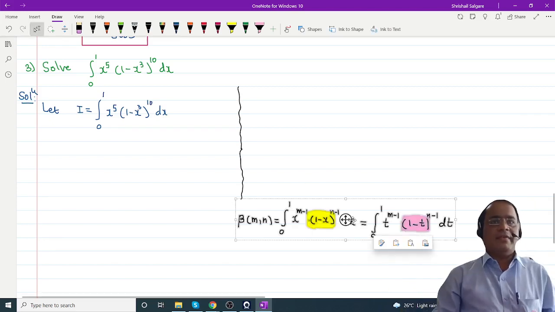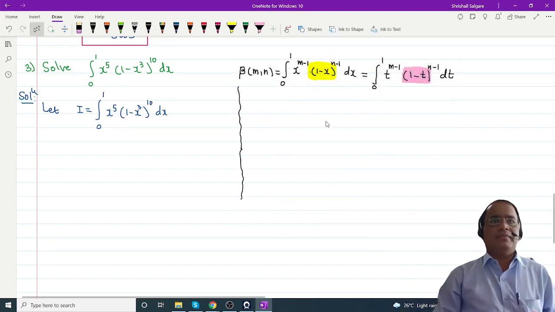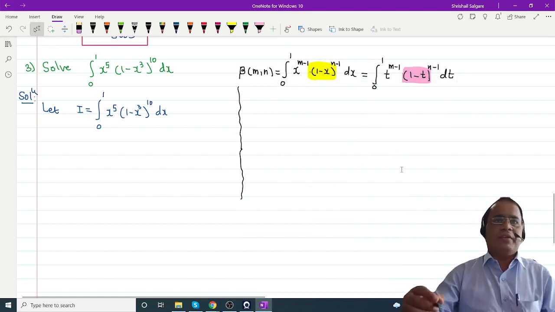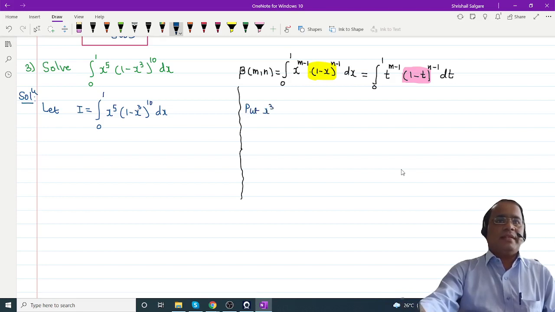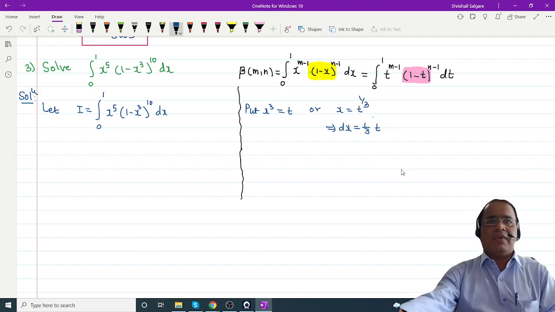Again, if required, recall the definition of beta. x cube equals t. Very good. You have to substitute. What is your substitution? So put x cube equal to t, or the same thing you can write x is equal to t raised to 1 by 3. And if you differentiate, dx is given by 1 by 3 into t raised to 1 by 3 minus 1. It comes as t raised to minus 2 by 3.